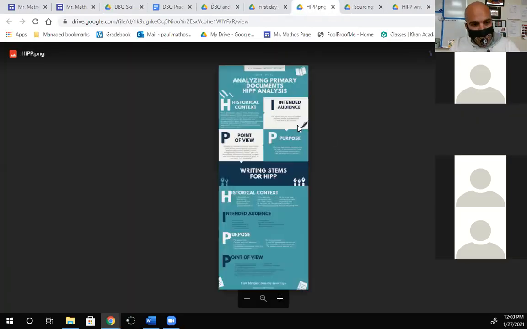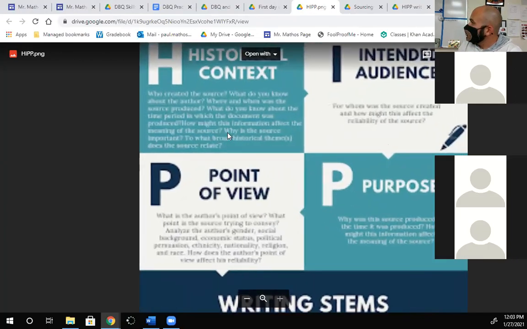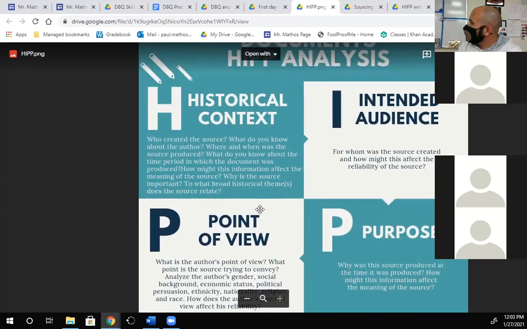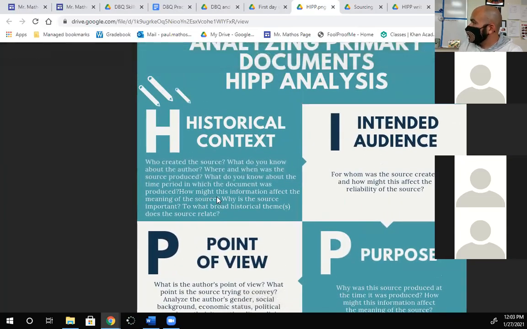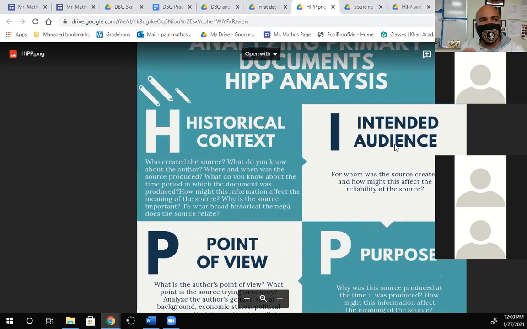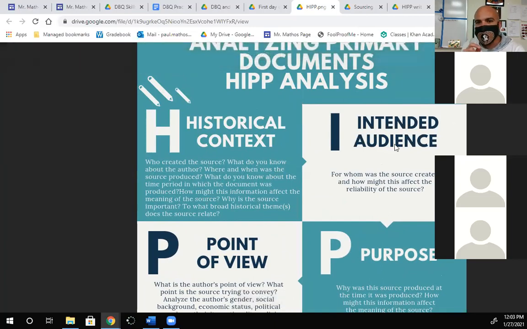Now, historical context: you are looking at when the document was created. Who created the source? What do we know about the author? Which is what Veronica started doing when she was looking at the teachers. Who's more experienced? Who's got more time? Then intended audience. We can always break down a document and analyze it via intended audience. Who was the source created for? Was it a text message for a friend, or a letter to a grandfather?